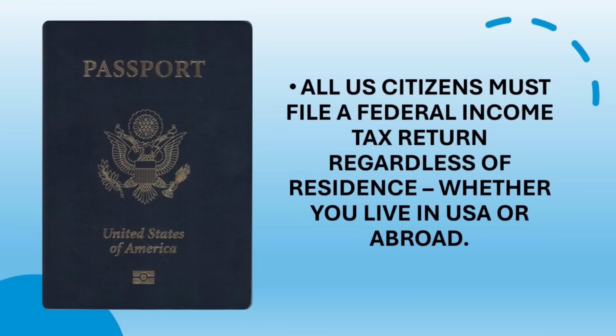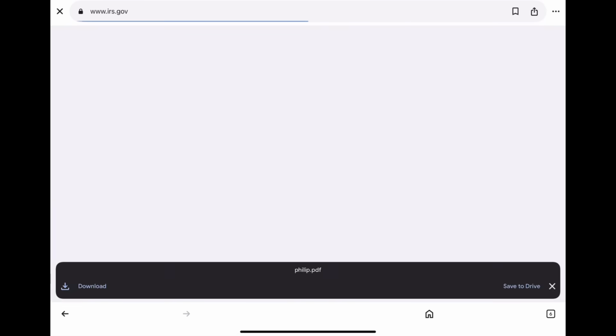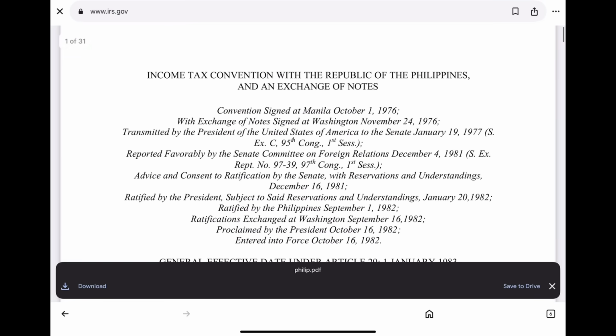Please remember that if you are a dual citizen, you must always file a federal income tax return regardless of your residence, whether you live in the US or abroad. For example, you are a US citizen, and if you live in the Philippines, you must still file a US federal income tax return. This is the exception. If you are a dual citizen of US and the Philippines, there is a tax treaty between the 2 countries. It was signed on October 1st of 1976.